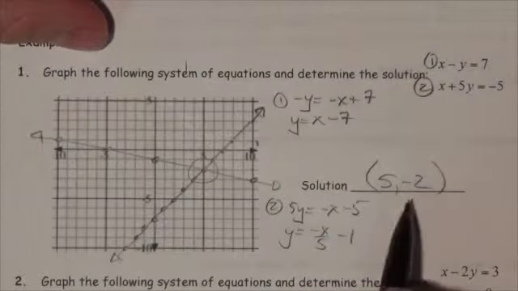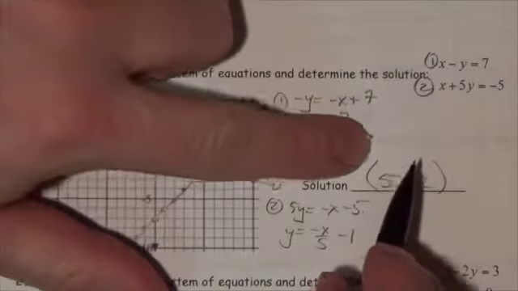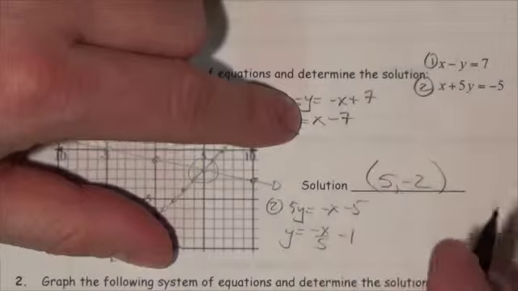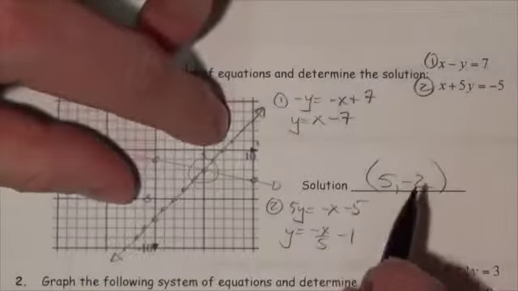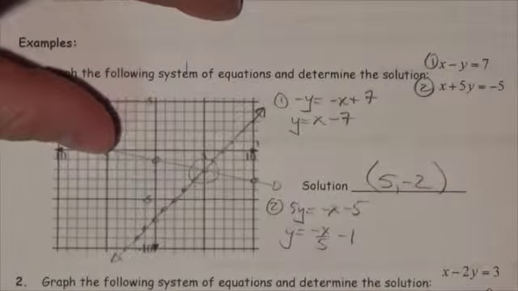If you don't have the parentheses there, you've just listed off two numbers and they have really no significance. But as soon as you put those parentheses around, this becomes an ordered pair. The first number refers to the x-coordinate. The second number refers to the y-coordinate. The parentheses are really, really important here.